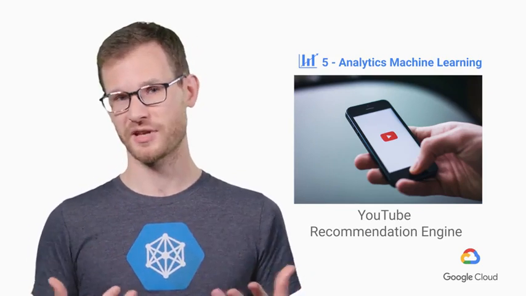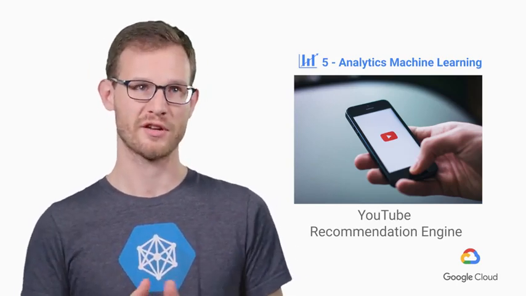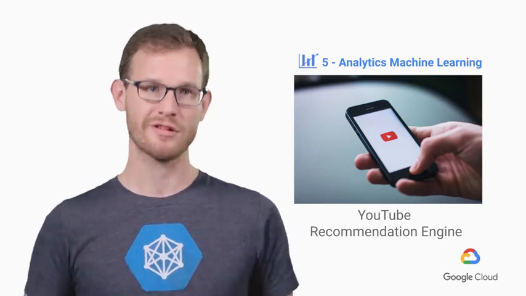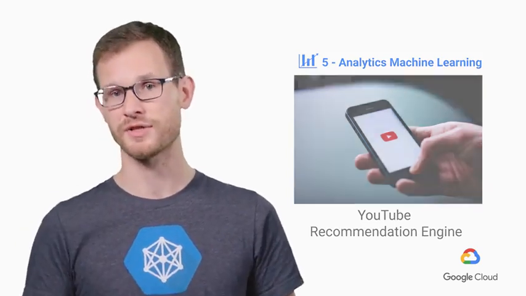A big example here is YouTube recommendations. As you click through YouTube and you watch different videos and you like them or you don't like them, or you watch to the end or not, the algorithm is learning in the background what are good videos, what kind of videos you like, how you are different or similar to other users.